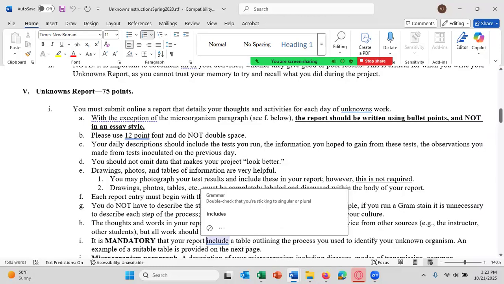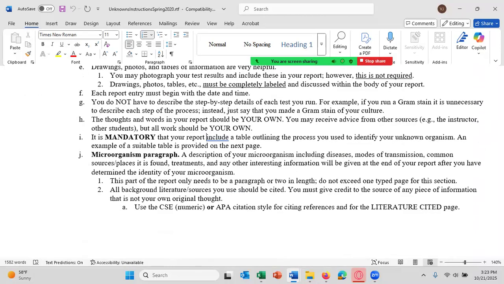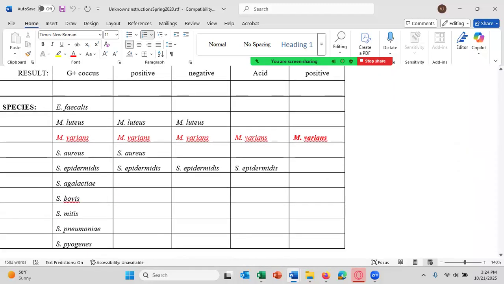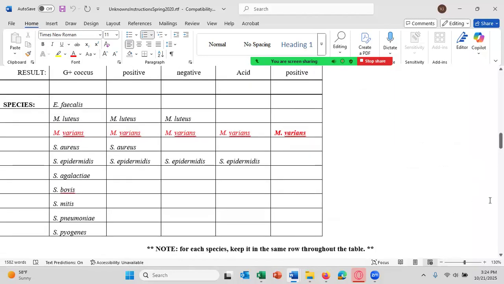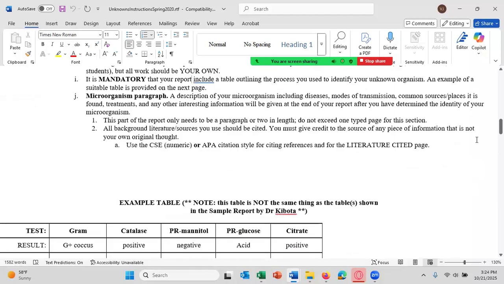It is mandatory that you have a test table or a diagram giving a description, outlining the process you used to identify your unknown organism. An example suitable table is provided below. Let's go down to it. Let me shrink that down a little so it's a little better on the page. Why aren't I seeing the very left part of this page? Can't get it.